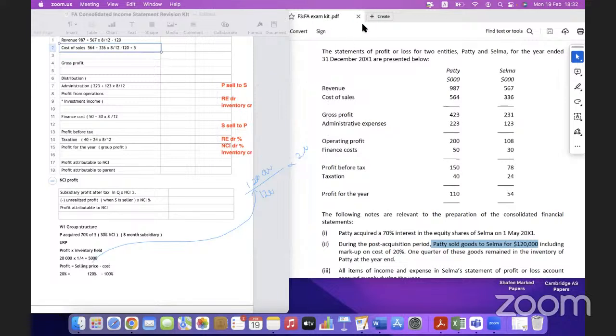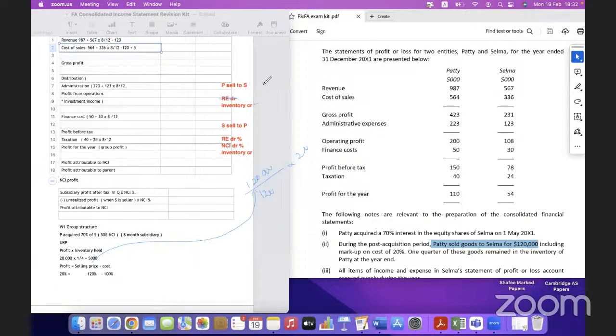Okay, now guys, look at this value. When parent is selling to subsidiary, retained earnings account debit, that you don't worry about. Why? Is retained earnings part of this side? No, guys, retained earnings is part of the SOFP. So this part you don't have to worry about.